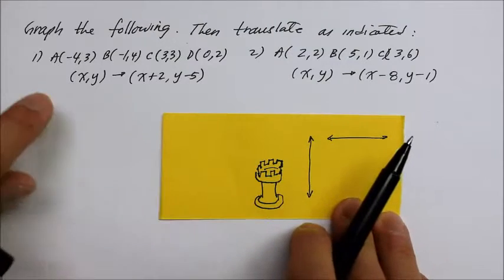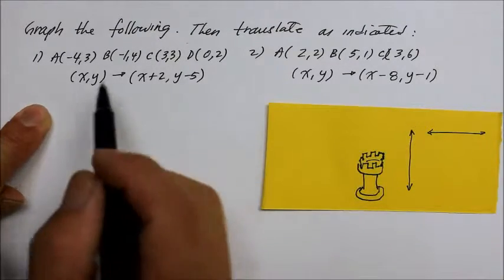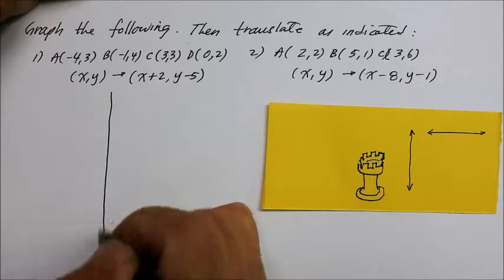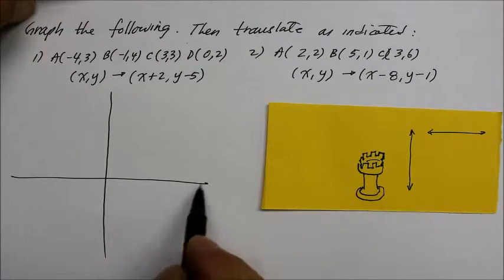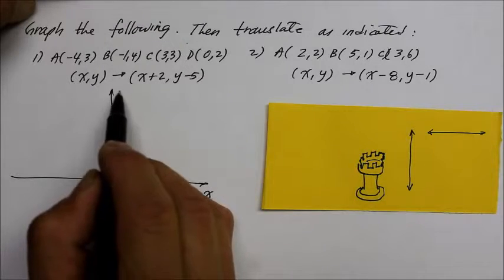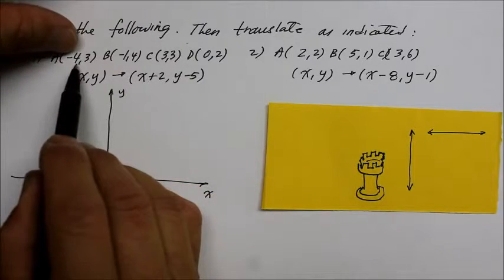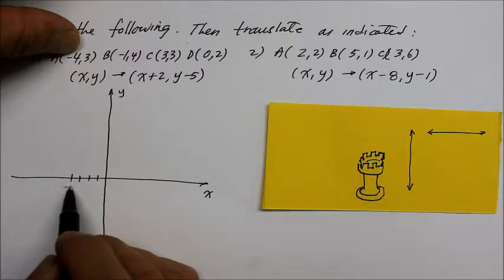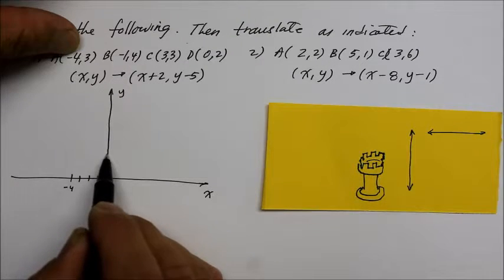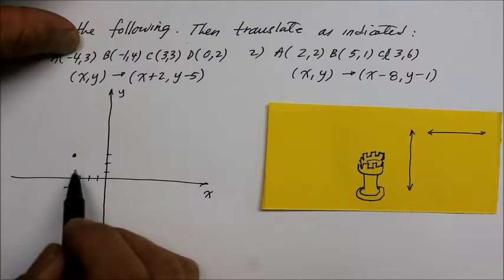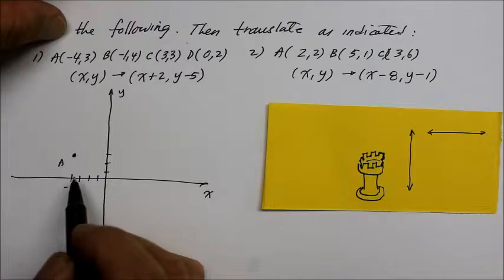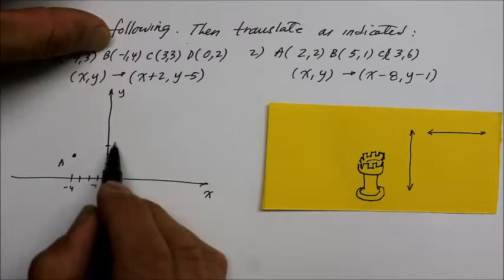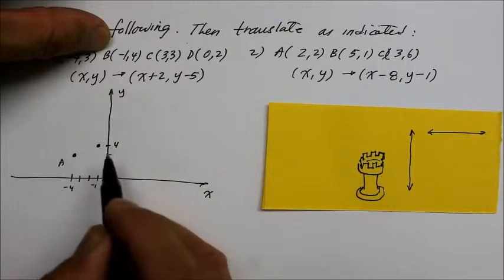Let me demonstrate with number 1 over here. First, what you should do is plot these points. So here we go. Here's the coordinate plane. Here's the x-axis. Here's the y. The first coordinate is -4 and 3. So 1, 2, 3, 4. And 1, 2, 3. Here's the first coordinate. Let's call that A. The second point is -1 and 4. So -1 and 4. There it is. Call that B.